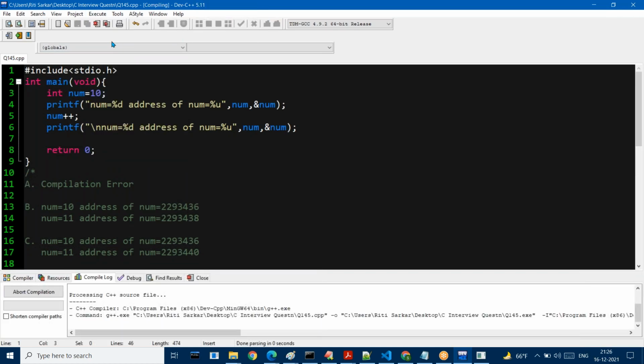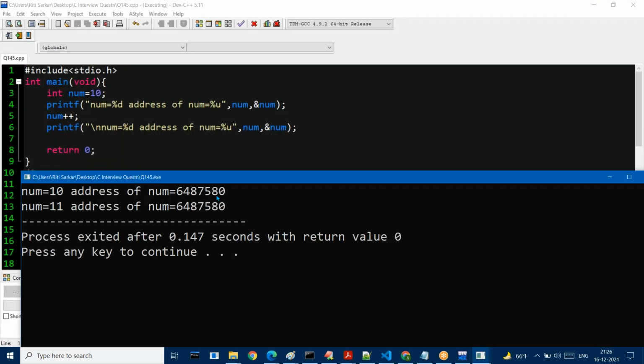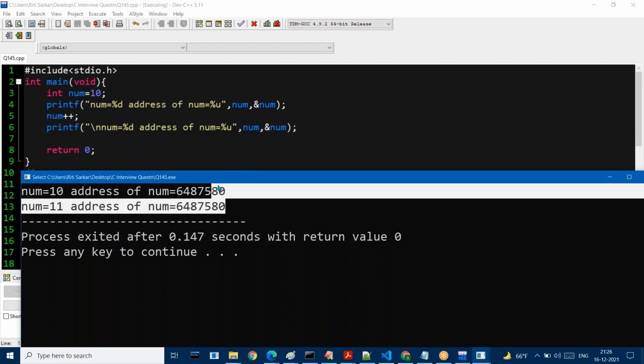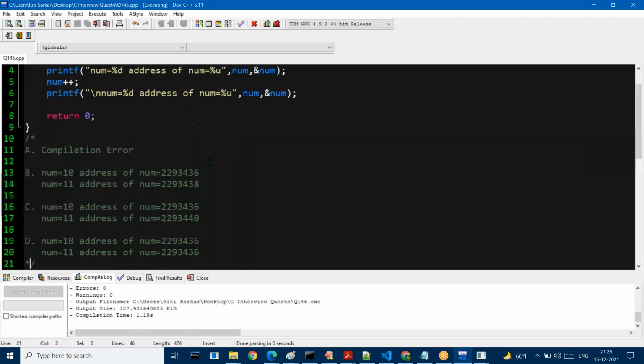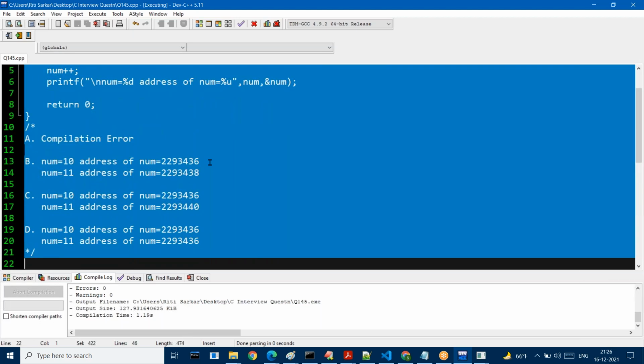36 will come or not, that guarantee I cannot give. Some address will come and that will be same. So as per our example, which address came? 80. But in both the cases, the addresses are same. So which option is correct one? Option D, not option C. Understanding? Getting the clarity?